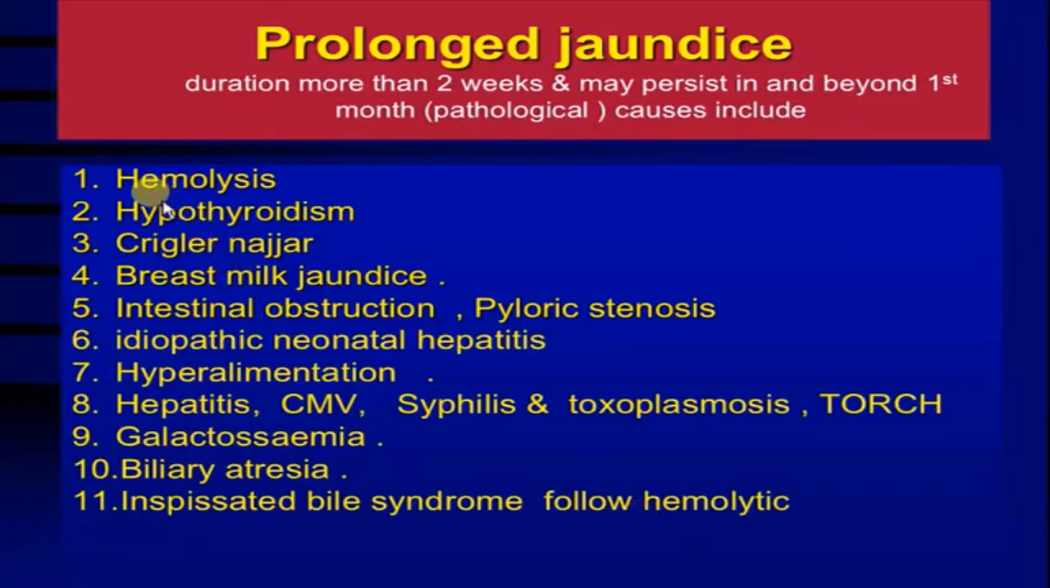The first 5 causes, as you see, are all indirect hyperbilirubinemia, while from the 6th till the 11th, most of them are direct hyperbilirubinemia.